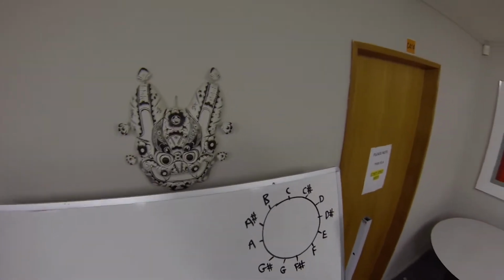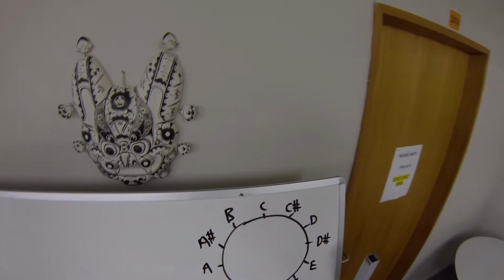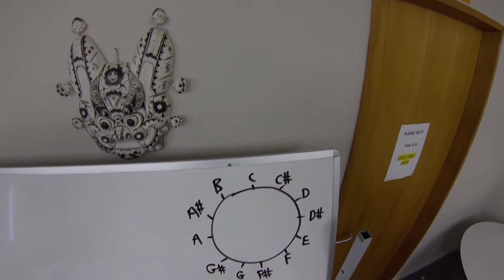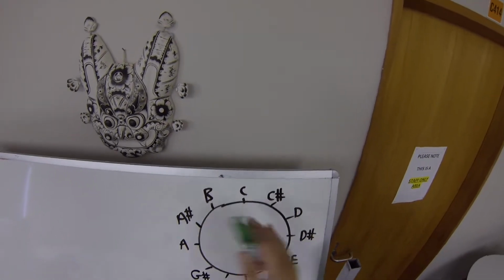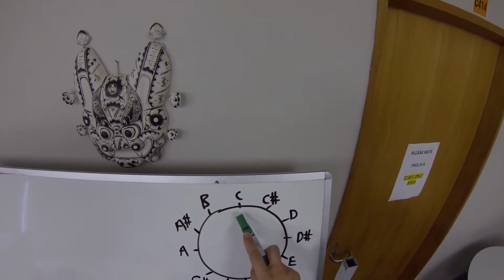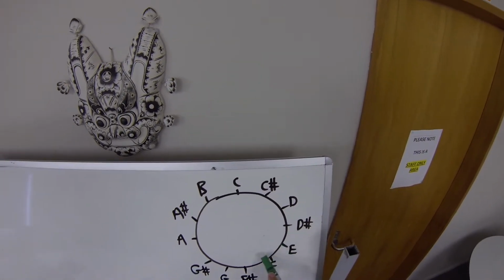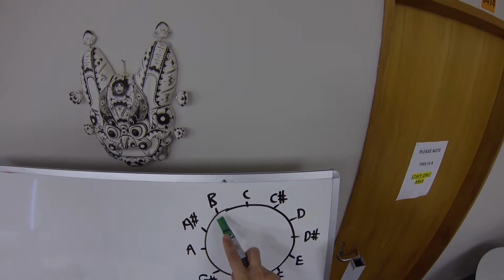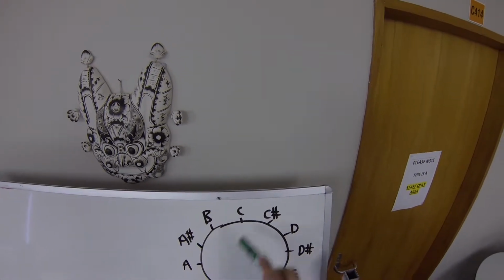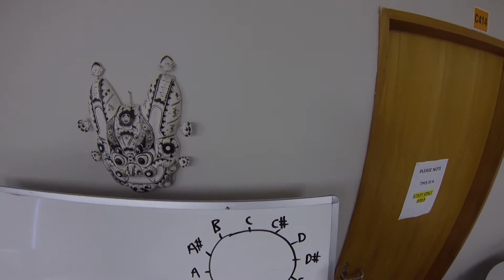Music actually uses only a small number of notes. Let's have a look at my chromatic clock here. I've just drawn the sharps and we'll count them up. 1, 2, 3, 4, 5, 6, 7, 8, 9, 10, 11, 12 notes before we repeat the pattern again.